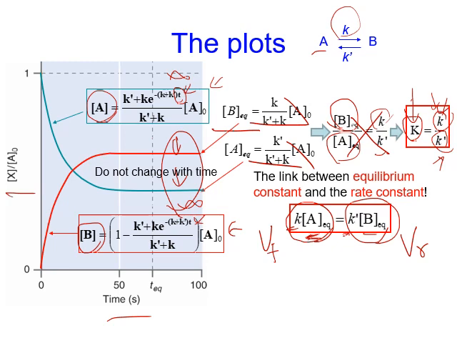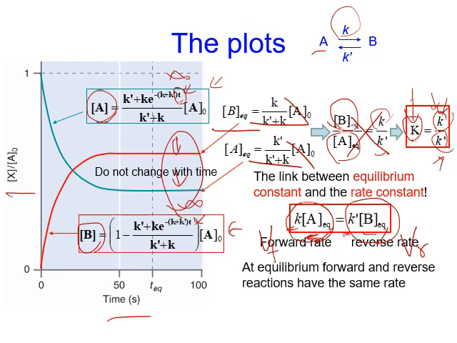So this equation suggests that at equilibrium, the reaction does not stop. Okay, it still proceeds, but the forward reaction rate equals the reverse reaction rate. So this leads to an important conclusion that at equilibrium, the reaction still proceeds. All right, it's called dynamic equilibrium. Forward reaction rate equals reverse reaction rate. That's when the reaction reaches equilibrium.